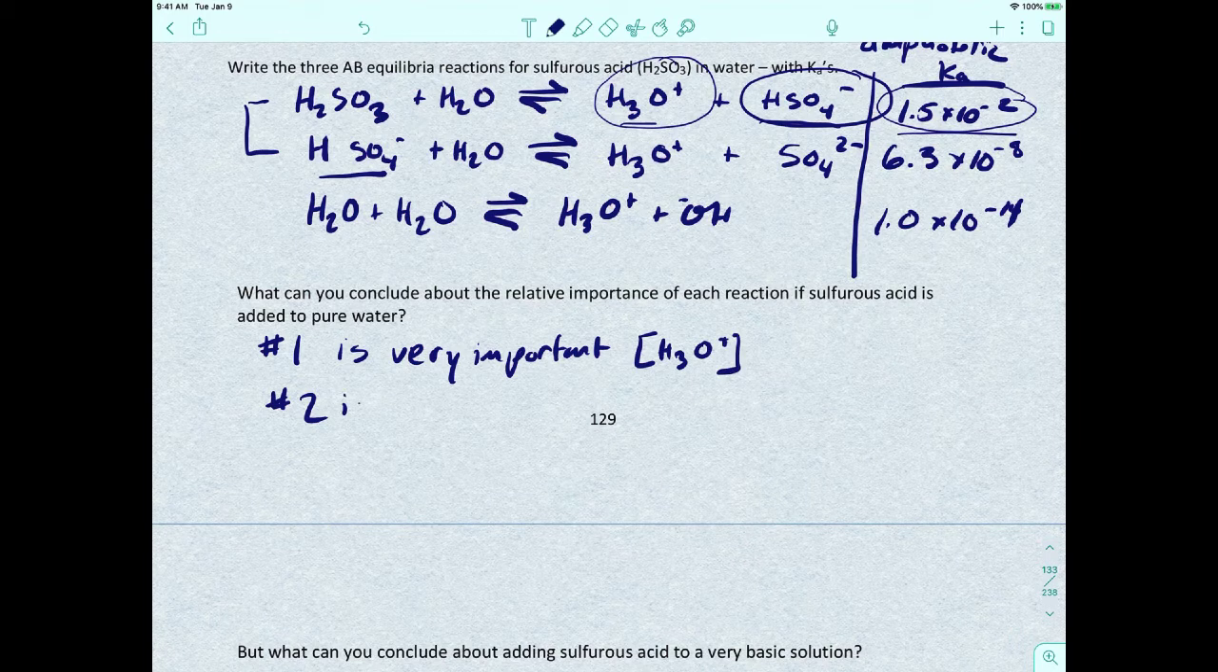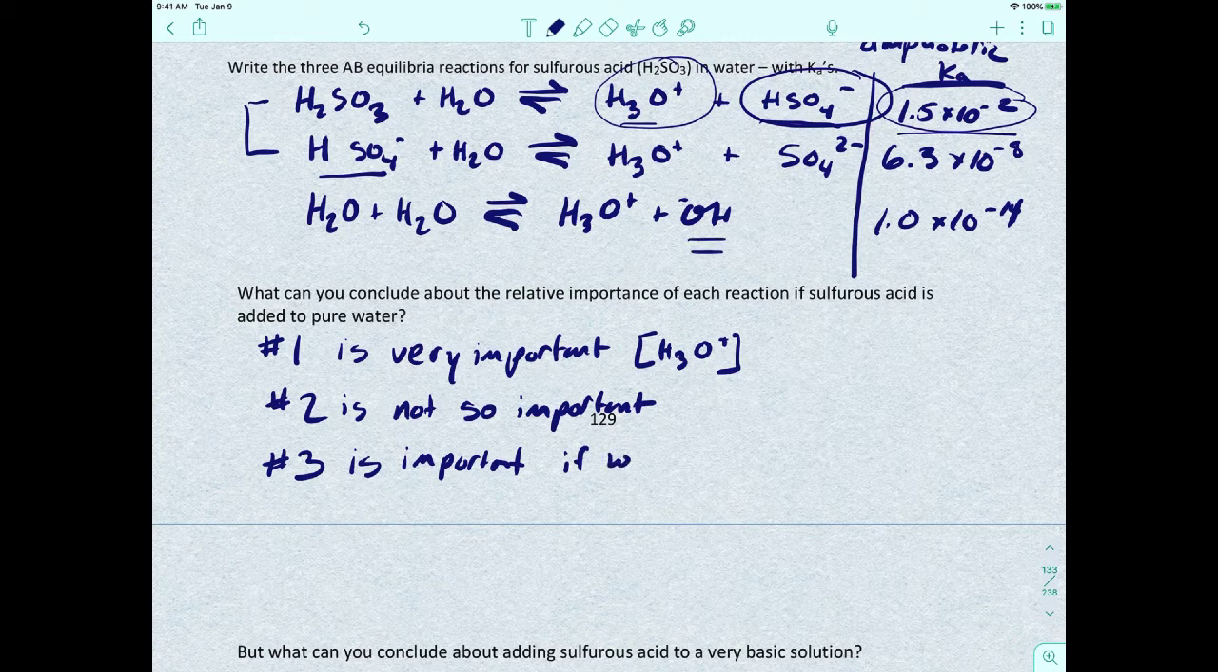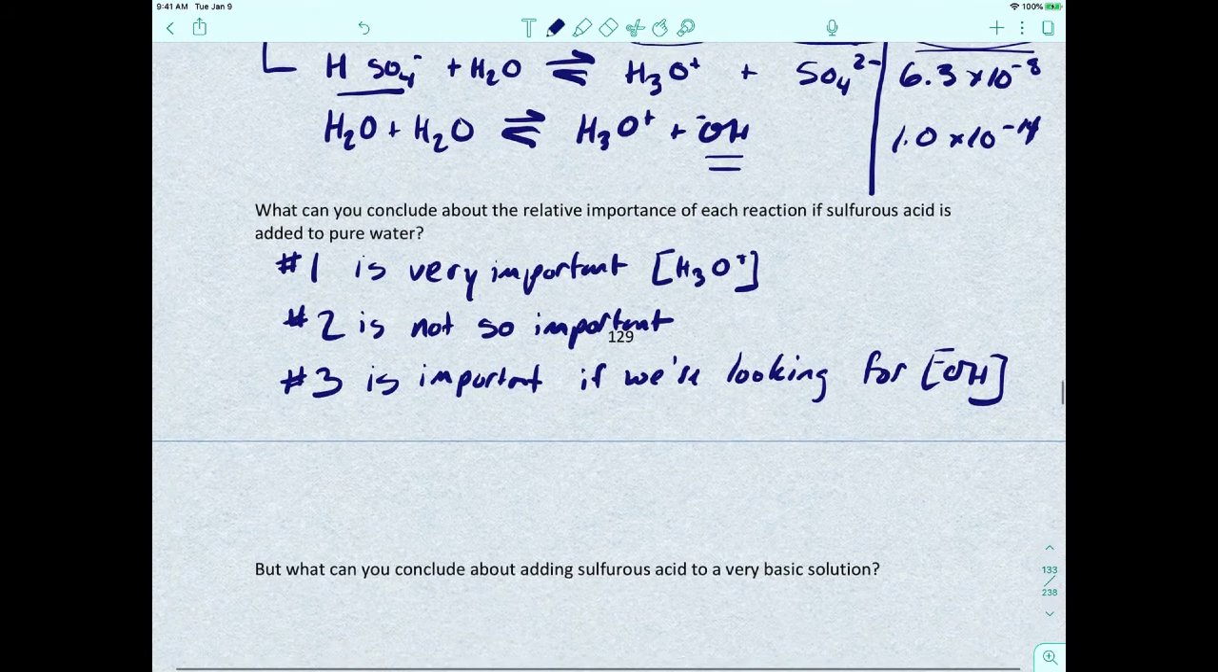So the first reaction is very important for the concentration of H3O+. The second reaction is not so important. It happens, and it's good to know that, but from the viewpoint of H3O+, it's not producing a whole lot of hydronium ion as compared to the first reaction. Now, what about that third reaction? The third reaction is important if we're looking for hydroxide ion. So then that third reaction does become important.